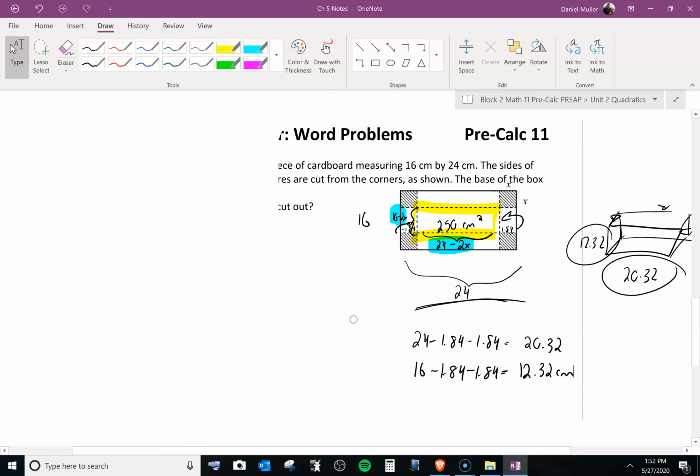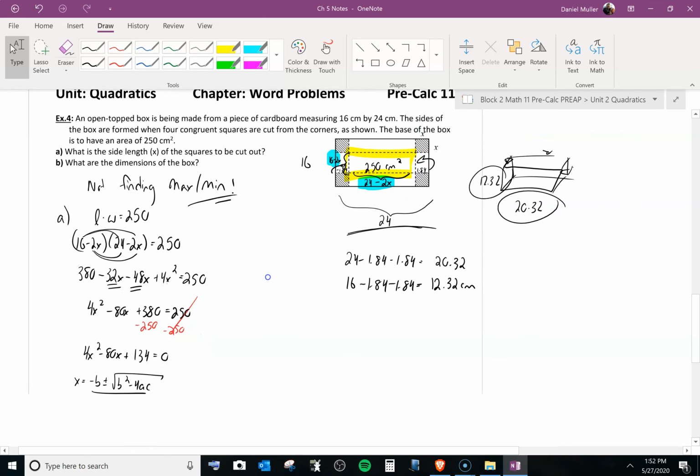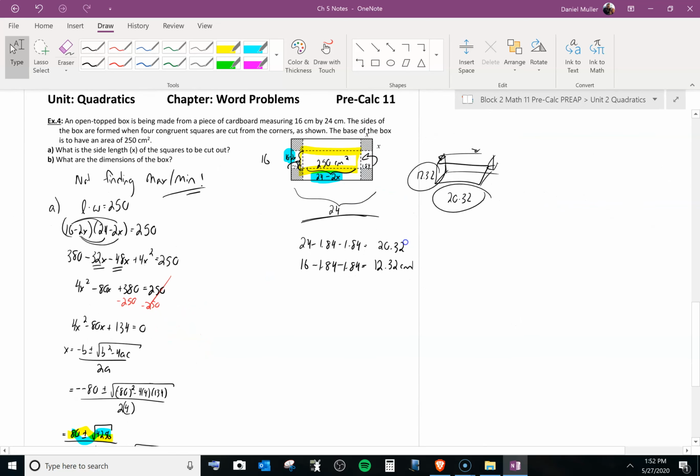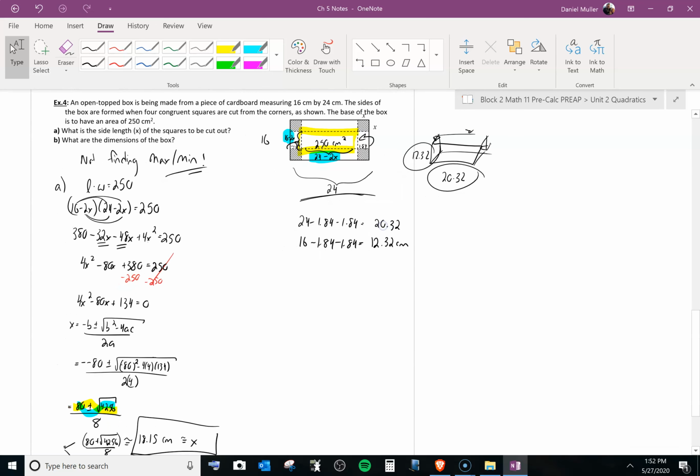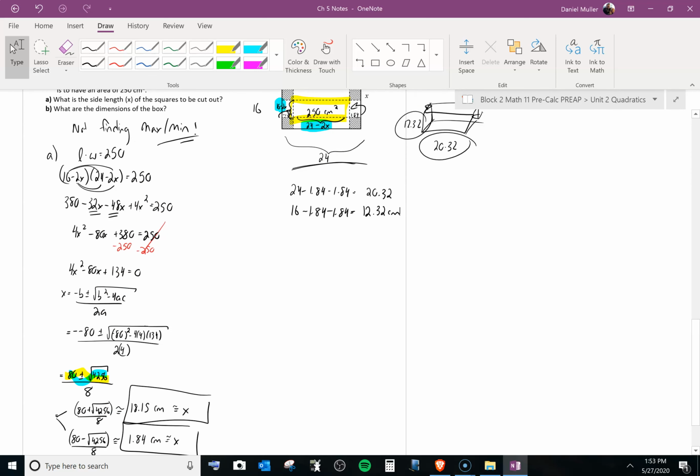So this question is completely different. Rewatch the video. This is probably the one that's most unlike everything else because we're not finding a max or min. We started by saying this cardboard was 16 by 24, but if we're just looking at the base, which equals 250, this side is 24 minus 2 of the x's. This side is 16 minus 2 of the x's. If I multiply those, I get 250. I just did some algebra and used the quadratic formula and found my x to be two different numbers. One of them had to be rejected. And again, you can take a look at the notes online, and they're maybe written a little bit nicer.